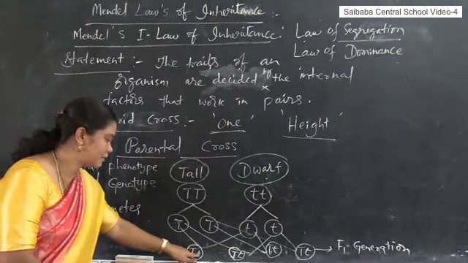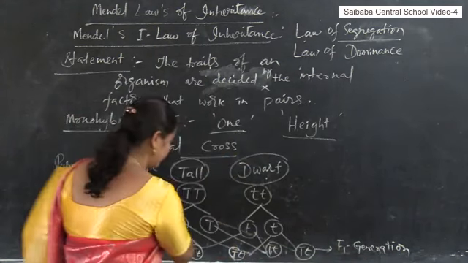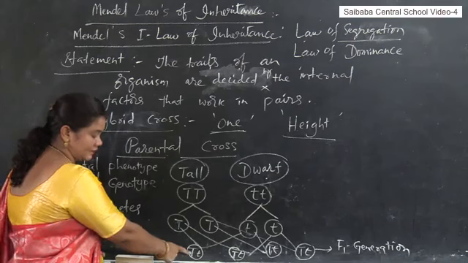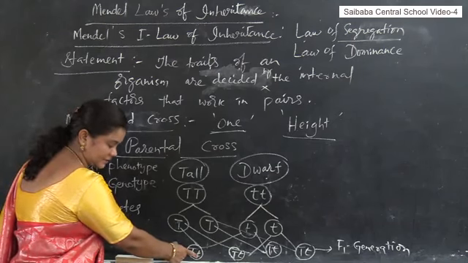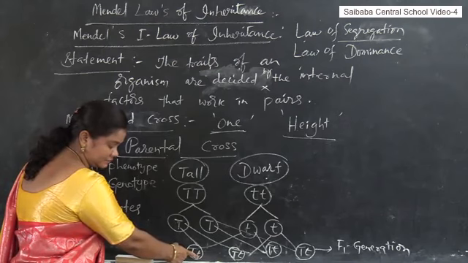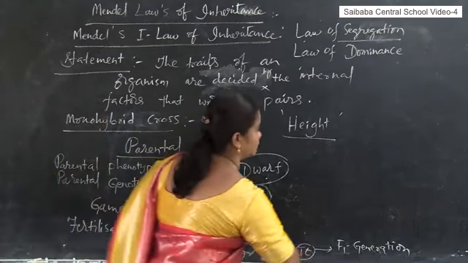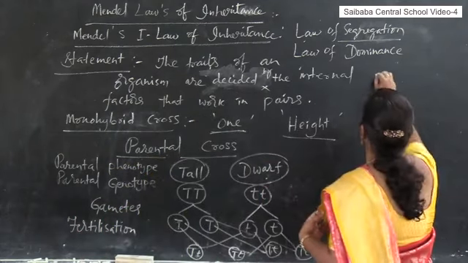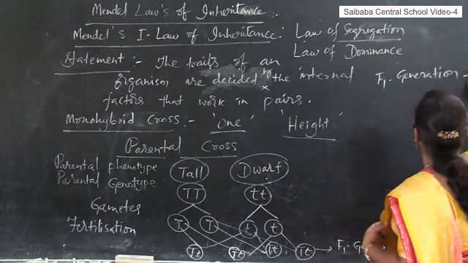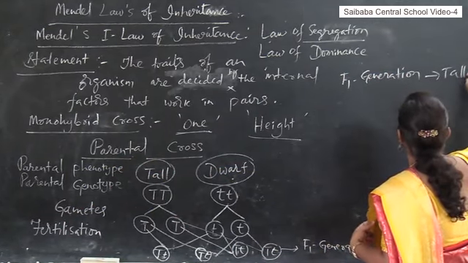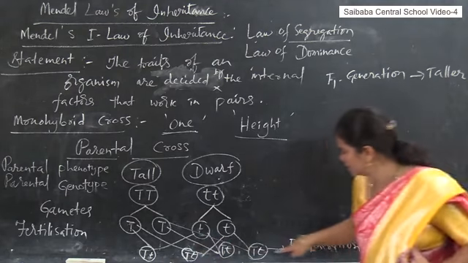So capital T small t, in all four. This is the genotype. That means even if it has a recessive gene, an alternate gene, it is suppressed by the dominant one. So in the F1 generation, all the plants have grown taller. Are you getting my point? So in the F1 generation, all the plants grown taller.